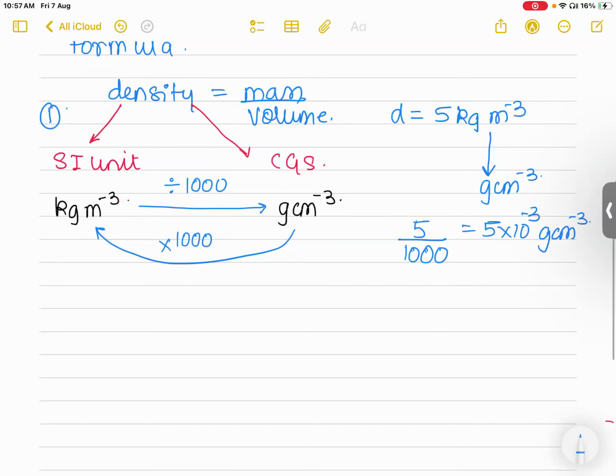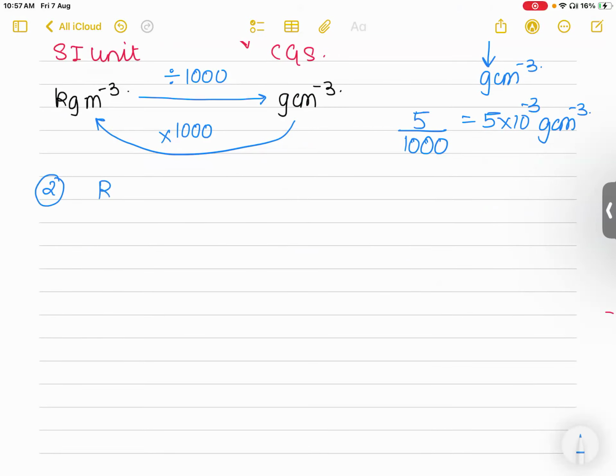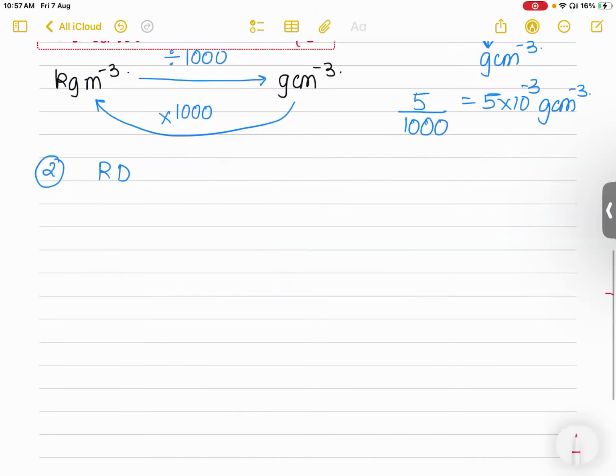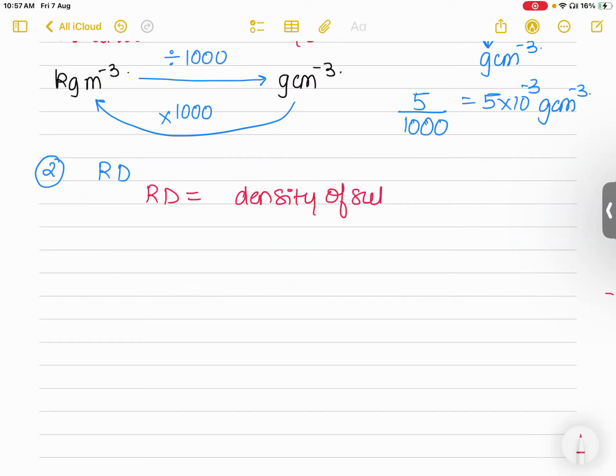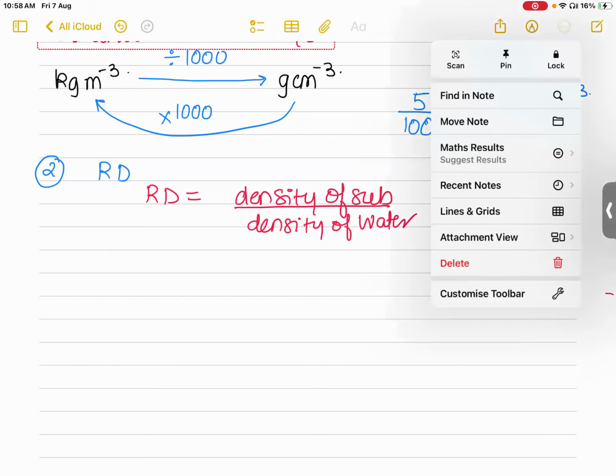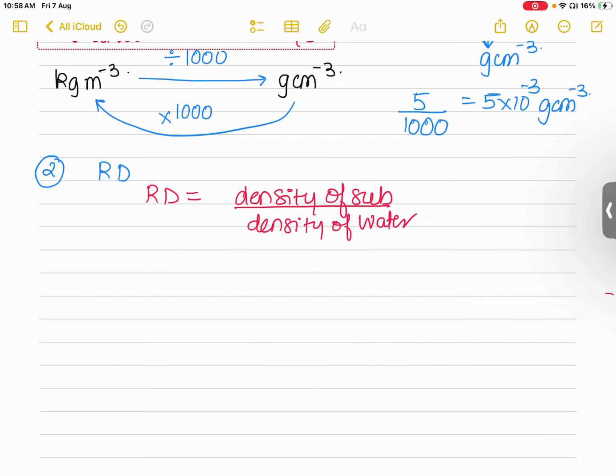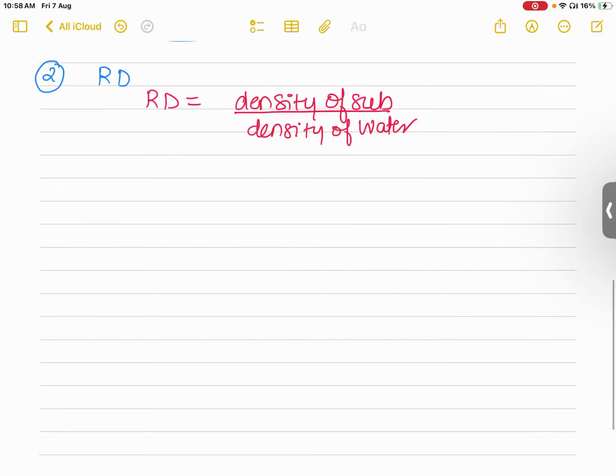The second category of formulas, students, is related to relative density. Relative density is a major topic in this Part B. To calculate relative density, we have three formulas. Formula 1: relative density is density of the substance upon density of water. Here we are relating our density with the density of water, students. So your denominator will be density of water. Very important point: relative density will not have any unit because it is the ratio of two same physical quantities.